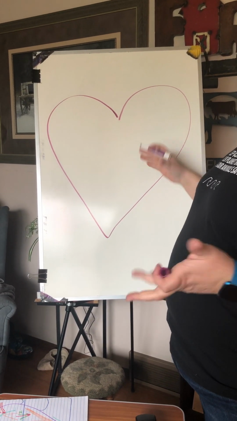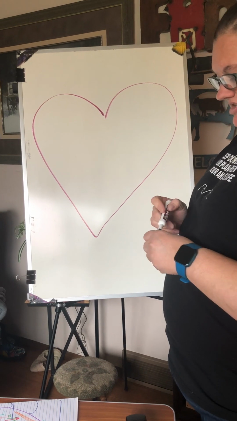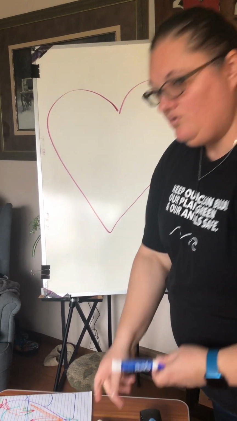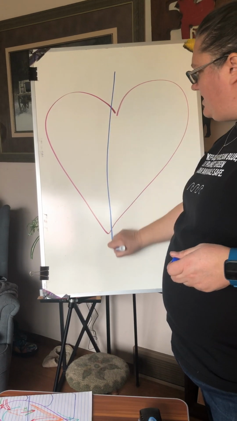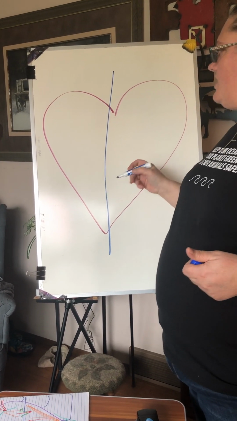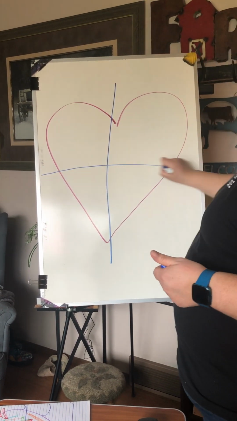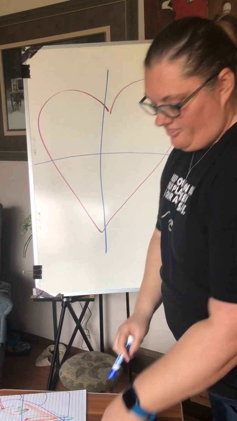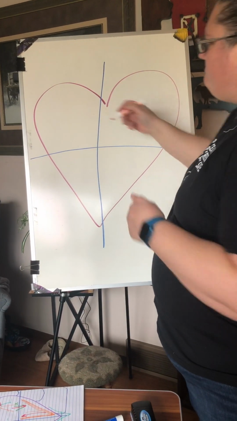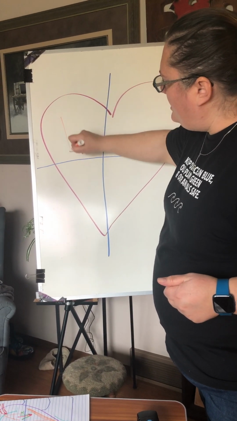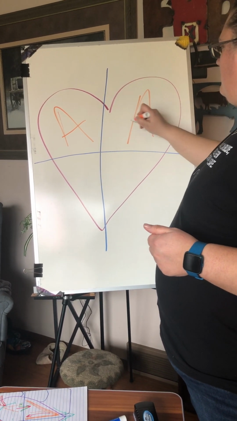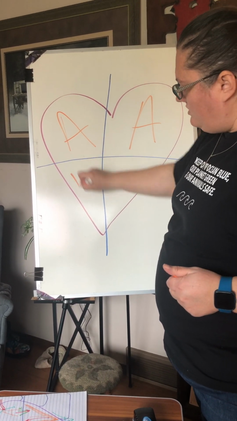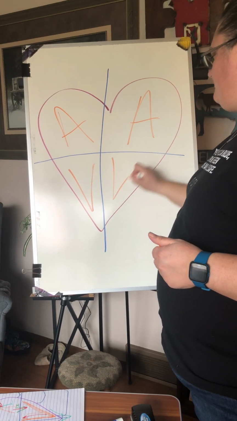So we have the heart, and the heart is divided into 4 chambers. So here's the septum, so we're going straight down the middle of the heart, and then on the top we have the 2 atria. So we're going to put an A here for the atrium. And then we have the ventricles at the bottom.